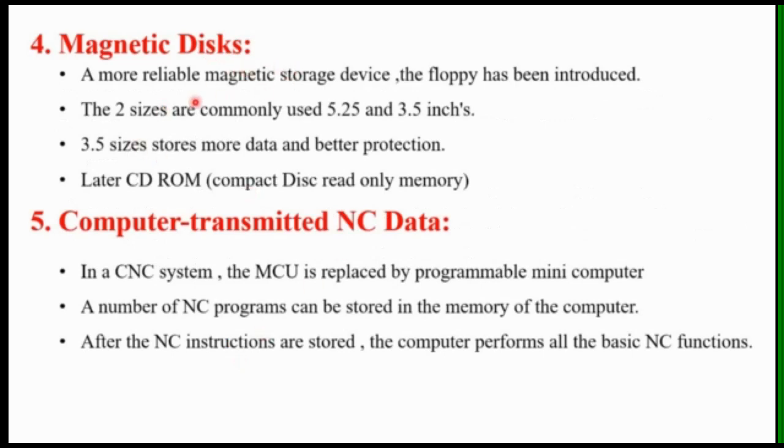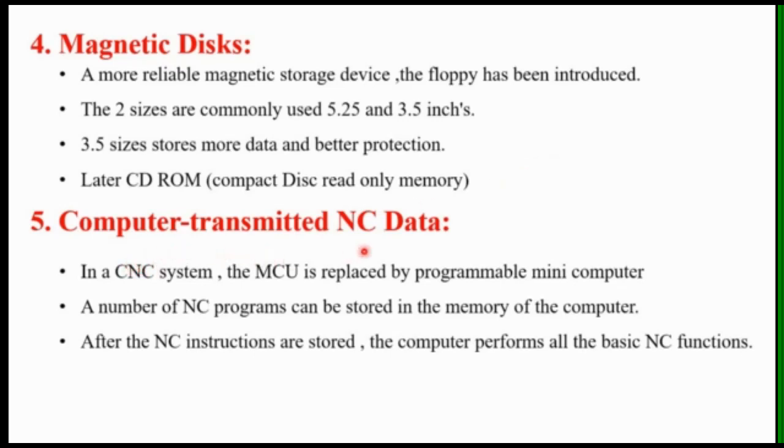Then magnetic disks. A more reliable magnetic storage device is called the magnetic disk, or the floppy, which has been introduced here. Two sizes are commonly used, 5.25 and 3.5 inch. But the 3.5 inch size stores more data, and better protection is also there in the 3.5 inch size. And the latter, CD-ROM or compact disc read-only memory, is also used.